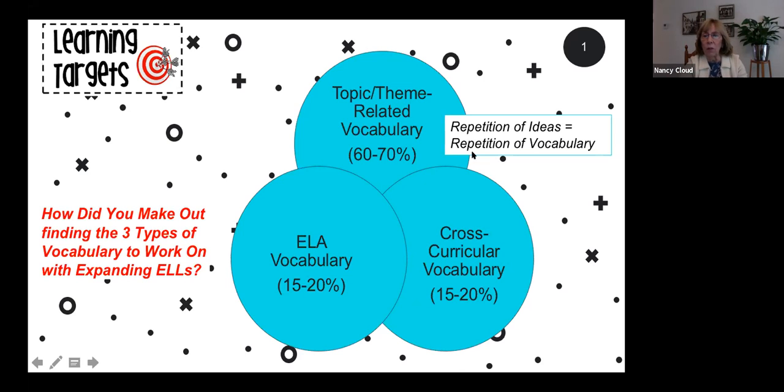Anyone want to speak about this? How was it to hunt for the three types of words? Did anyone get to do this?